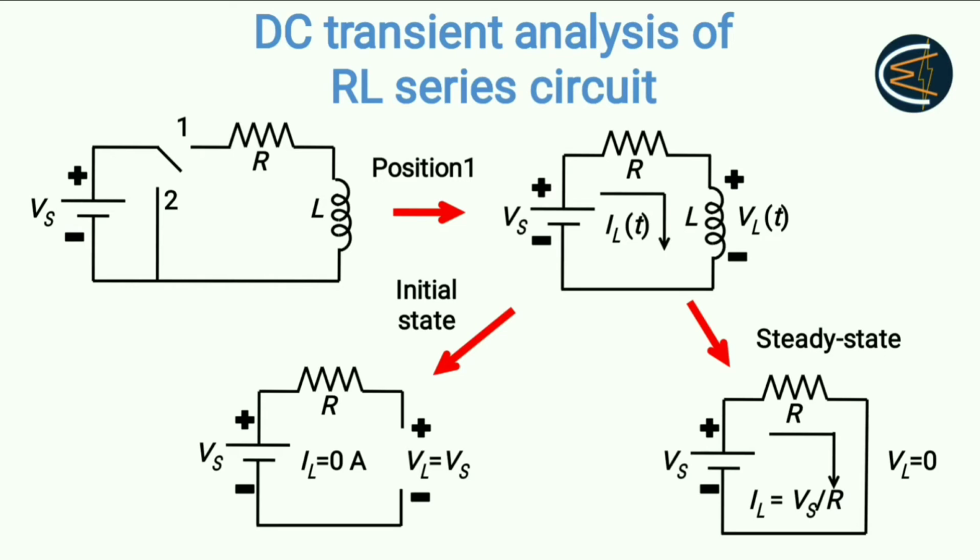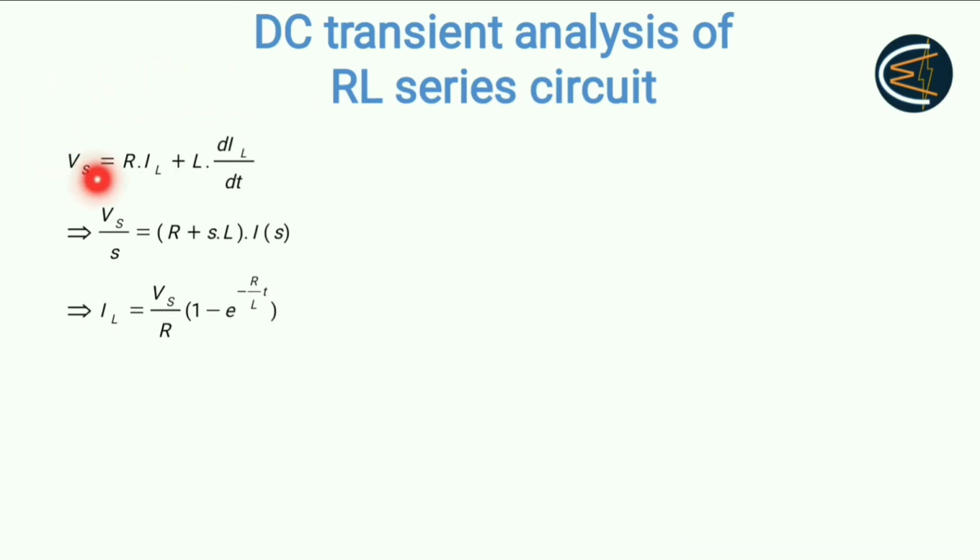So now let's get into the mathematical explanation behind this. As we know, Vs is equal to R IL plus L dIL/dt. This is the KVL. If you apply the KVL in the previous circuit diagram, you will get this. After performing the Laplace transform and then again performing the inverse Laplace, you will get this expression of current through inductor, that is IL = Vs/R (1 - e^(-R/L · t)), right?